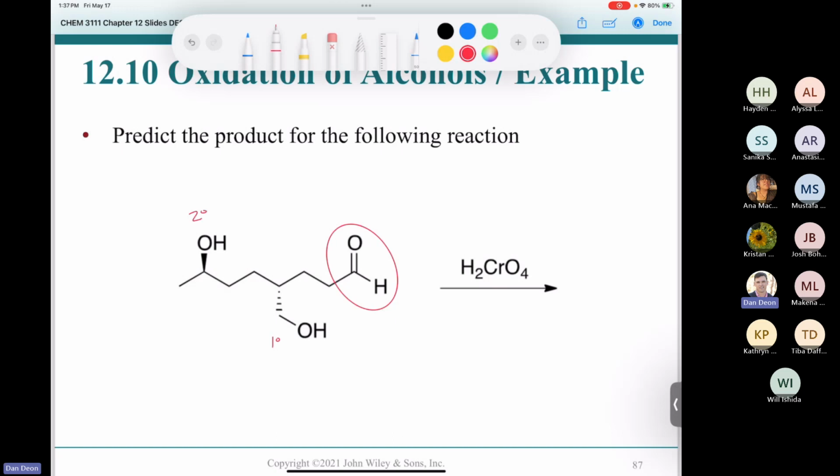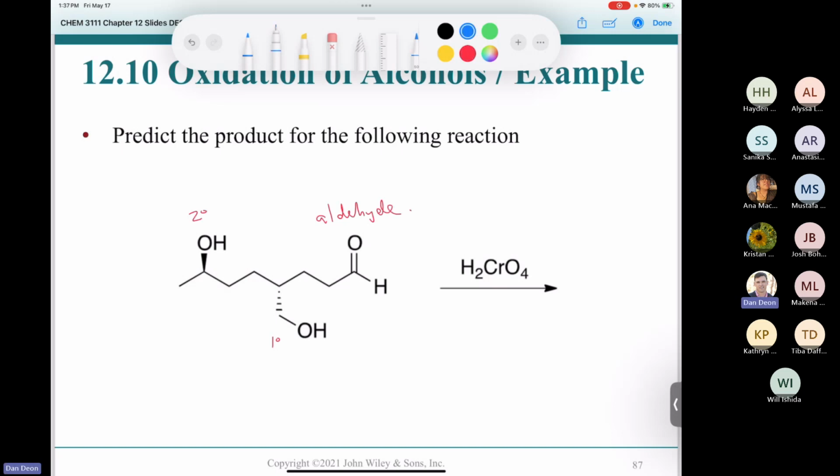Can anybody identify this functional group? The red circle. Yes, it's an aldehyde. Okay, so we have a secondary alcohol, a primary alcohol, and an aldehyde. All right, and we're treating it with chromic acid.